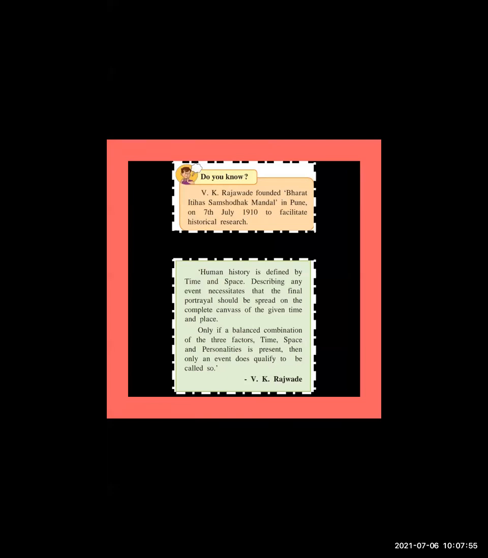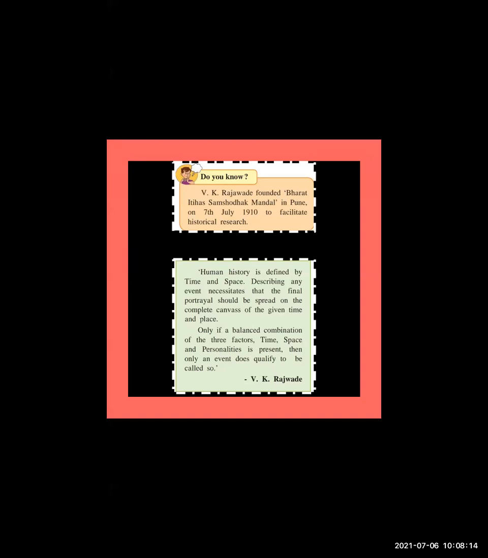Then again, do you know that V.K. Rajawade founded Bharat Itihas Samshodak Mandal in Pune on 7th July 1910 to facilitate historical research.